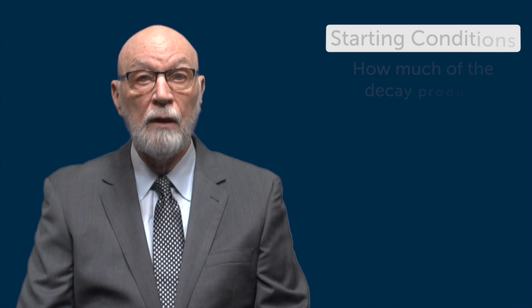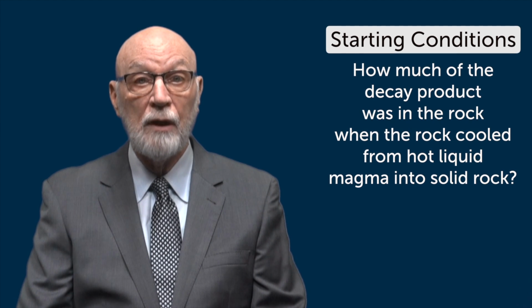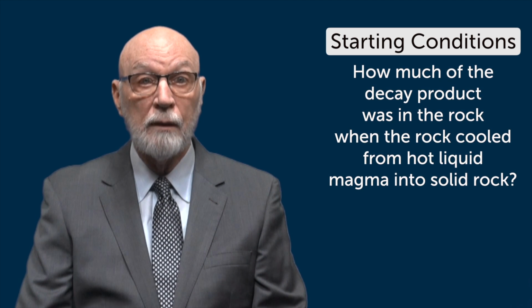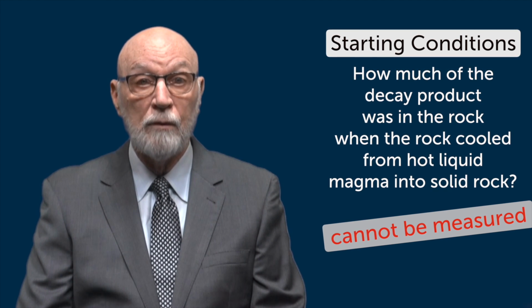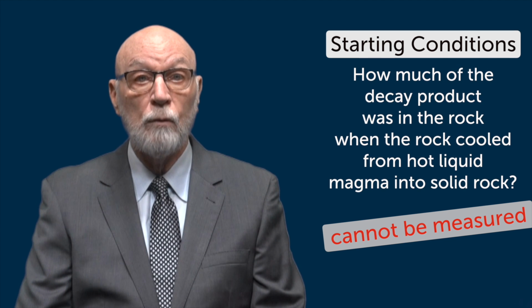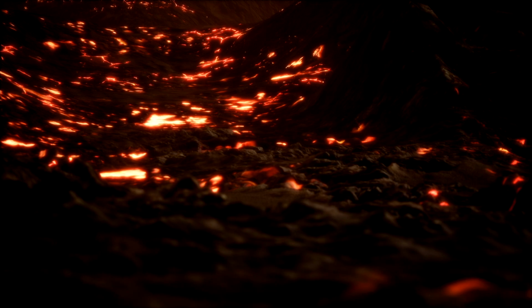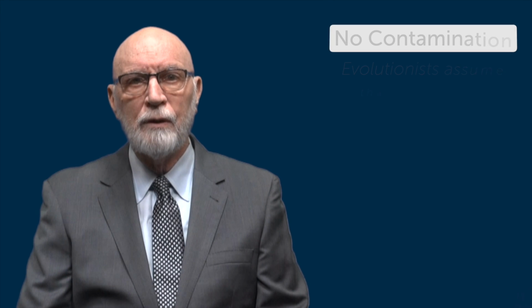First of all, starting conditions. Evolutionists need to know how much of the decay product was in the rock when the rock cooled from hot liquid magma into solid rock. This cannot be measured since no one was there in the past to measure it. So evolutionists assume the starting amount was 0. But this is a risky assumption since many rocks forming today are found to have these decay products. Such rocks, which are known to be only a few years old, give dating methods ages of millions and billions of years. And then the second assumption, no contamination.